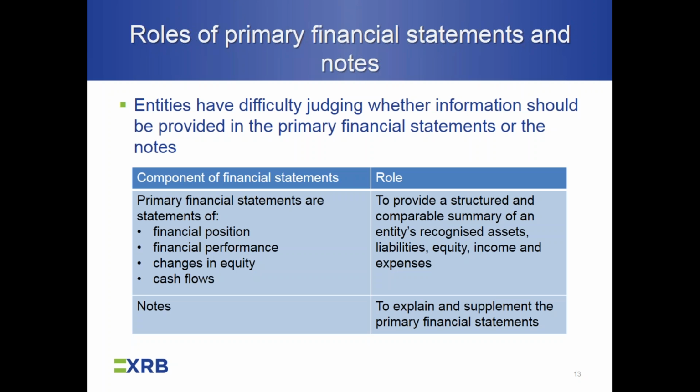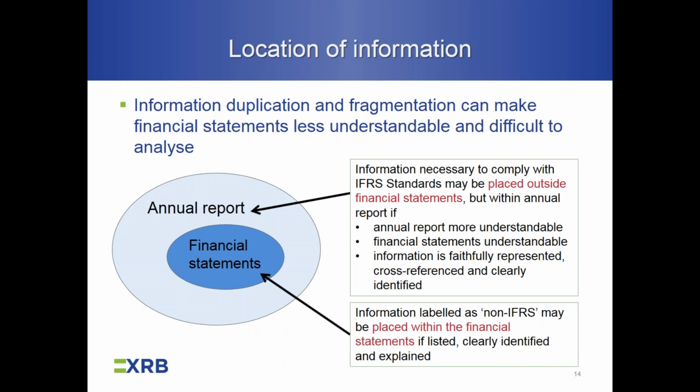Section 4, Location of Information, considers, surprisingly, the location of information. The IASB has heard that information duplication and fragmentation can make financial statements less understandable and difficult to analyse. The discussion paper considers two situations when this can happen. Firstly, when IFRS information is disclosed outside of the financial statements, and secondly, when non-IFRS information is disclosed inside the financial statements.